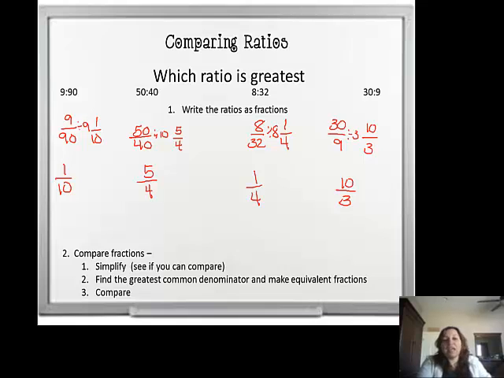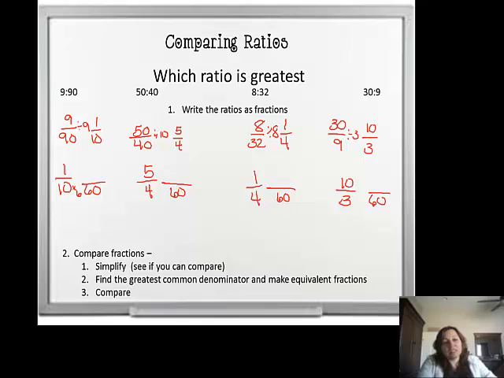If it was just the 10 and the 4 and the 4, I'd say 40, but 3 doesn't go into that, so let's take a look at 60. All of these can use 60 as the greatest common denominator. Oops, my pen's off the board. There we go. Okay, so again, we're just going to make equivalent fractions.